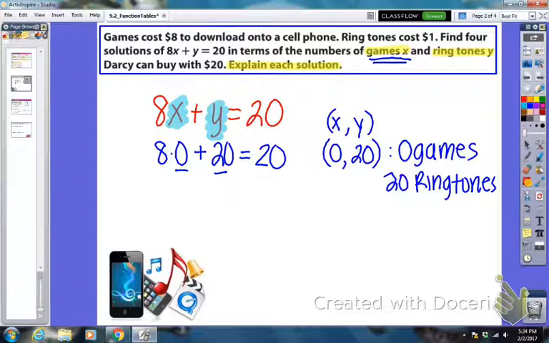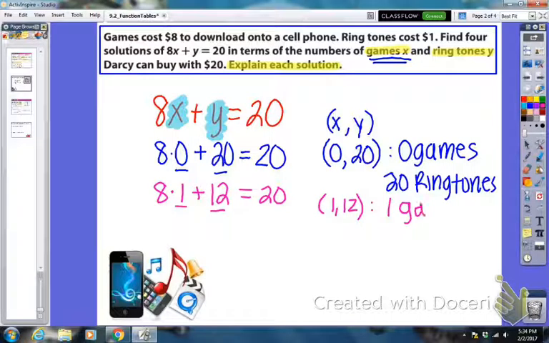Okay. Another one, if x is 1, 8 times 1, plus some number has to be equal to 20. So 8 times 1 is 8. I have to add 12 to make 20. So my ordered pair is 1 comma 12. And that means we bought 1 game and 12 ringtones.